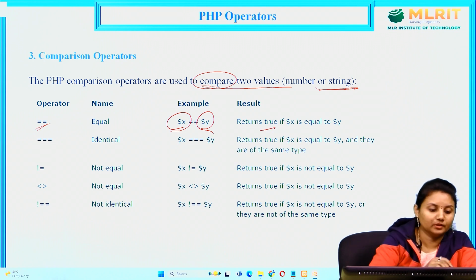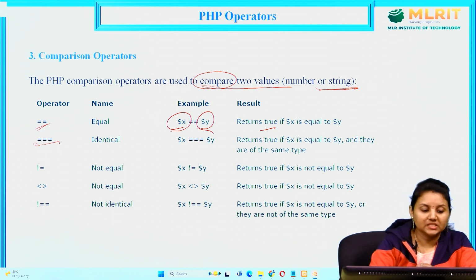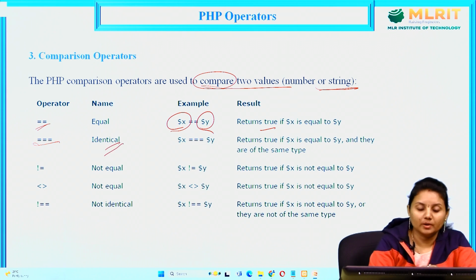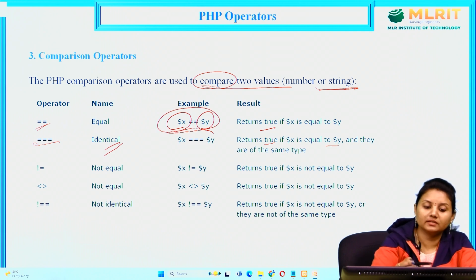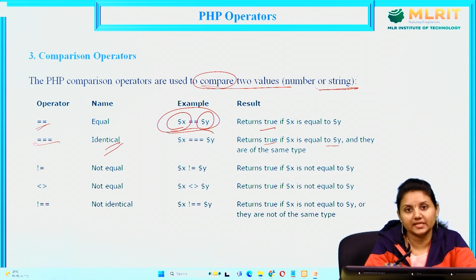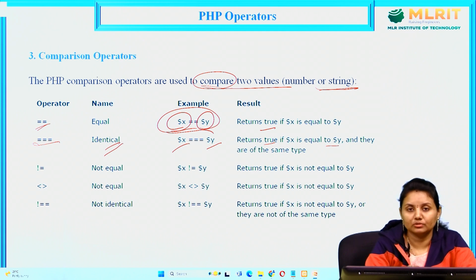If they are equal, it returns true. Otherwise, it returns false. So, there is also some more expression which is triple equals to, and this is the identical operator. It returns true if $x is equal to $y, and they are of the same type also. Here, it is not going to check what is the type of the variable that you have given, and here it will check the type of the value also. If the type is the same, then only it returns true.